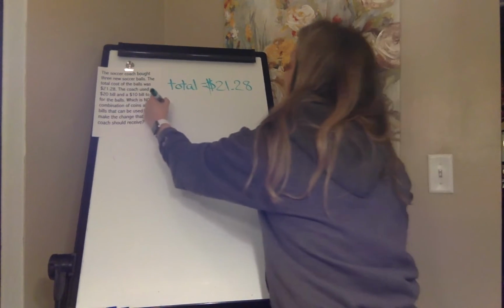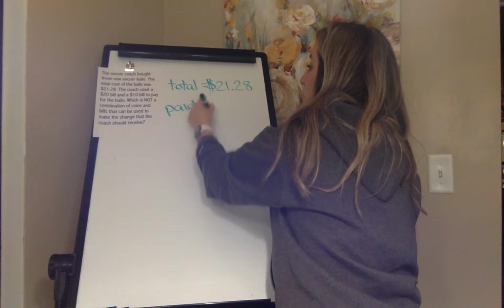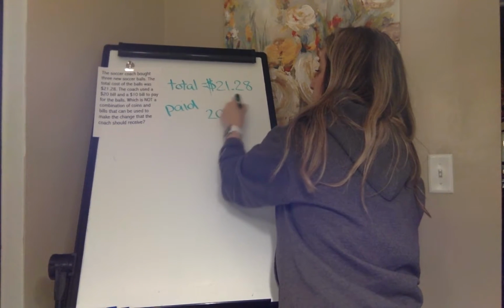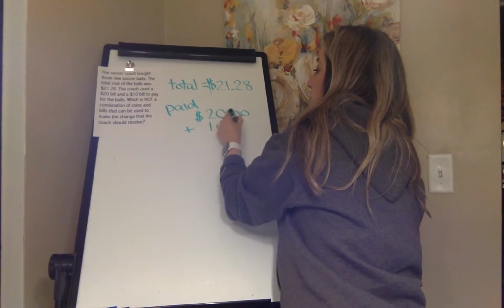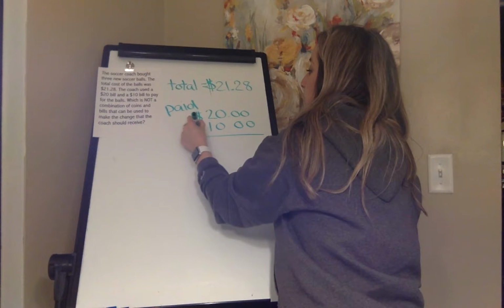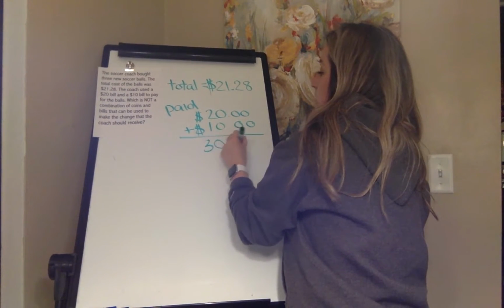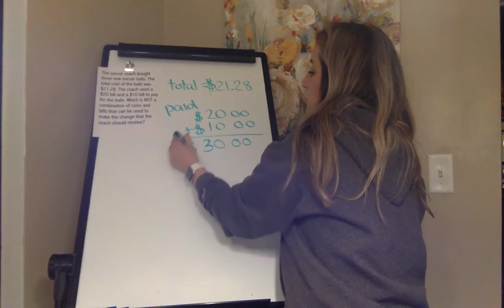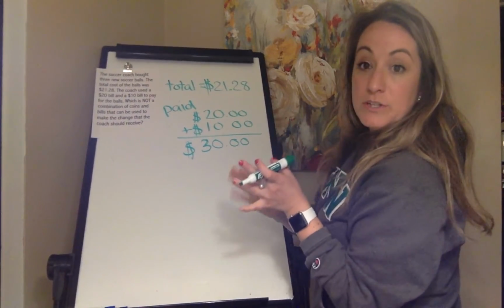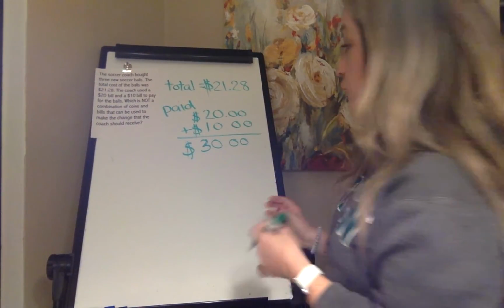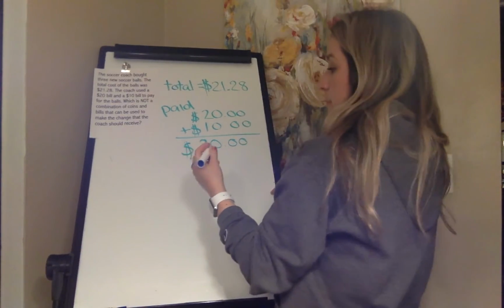So we know he paid with a $20 bill and a $10 bill. So we have to combine those together, okay? So 20 plus 10 would be $30. So that would tell me that he used $30 total to pay for the soccer balls that were $21.28. So in order to figure out what the change is, we have to subtract. So we are going to do 30.